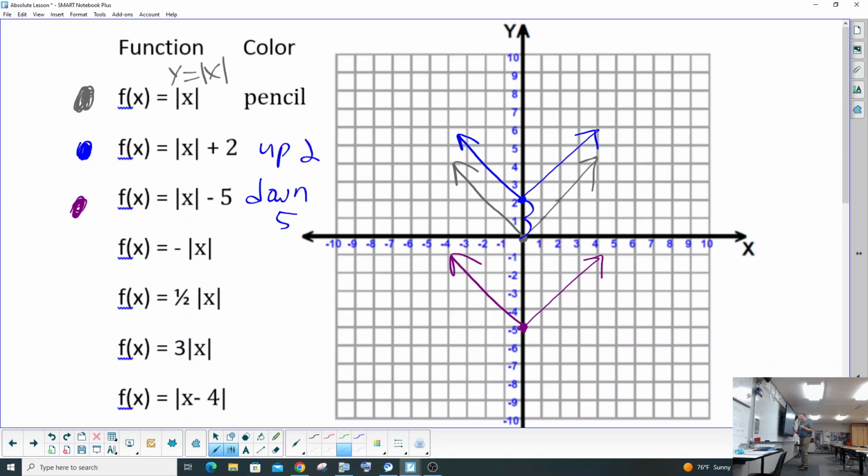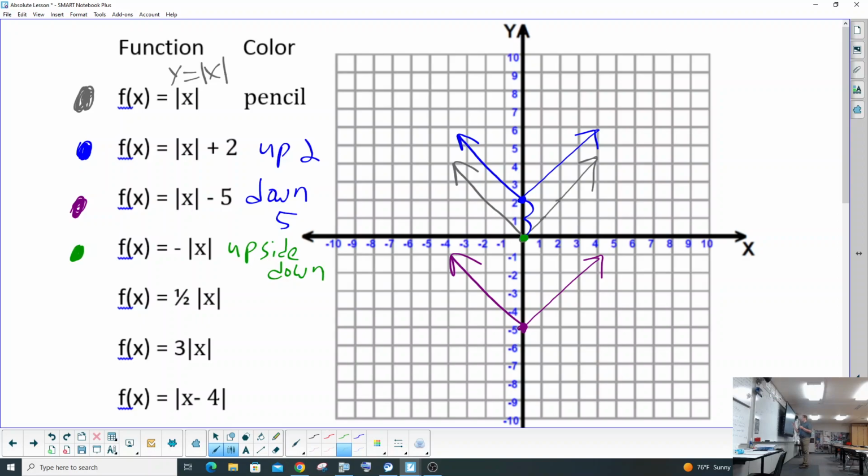Okay, let's choose green now. What does a negative in front of the absolute value mean? So that actually means upside down. So you're going to go ahead and flip your graph upside down, okay?